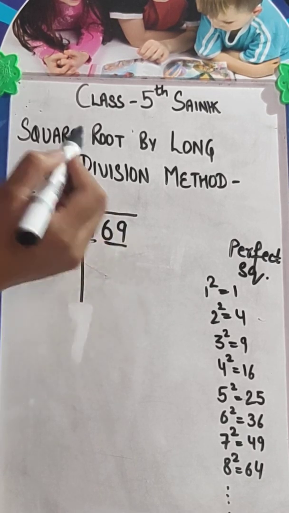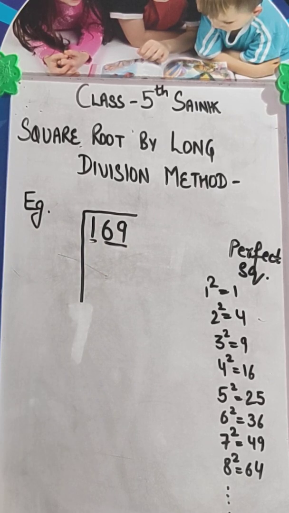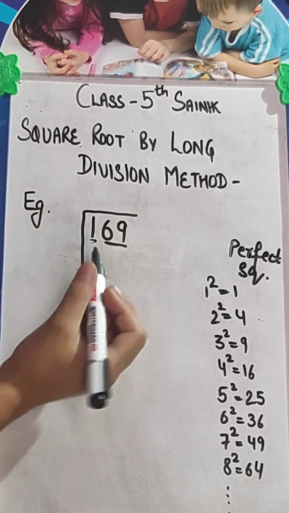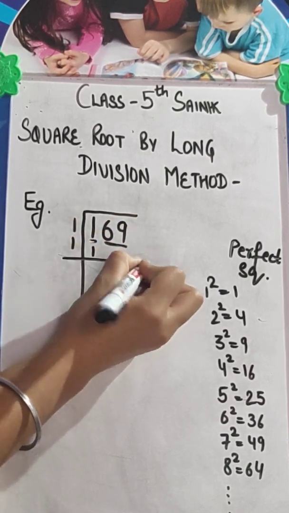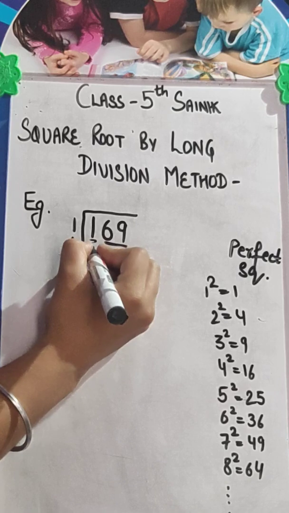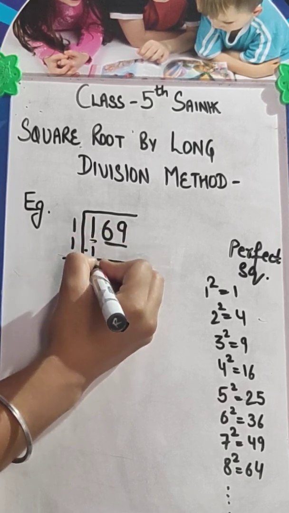Firstly, I have to solve 1. As I told you, we have to take the same number. So 1 into 1 is 1. 1 multiply 1 is 1. Subtract them. What will you get? You will get a 0 here.